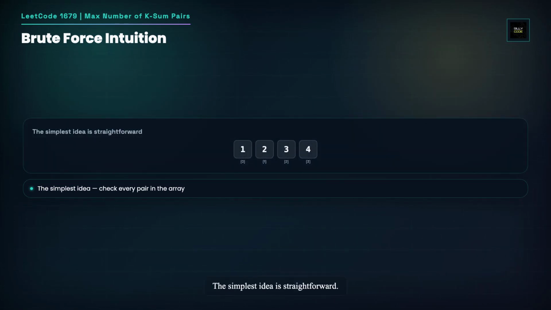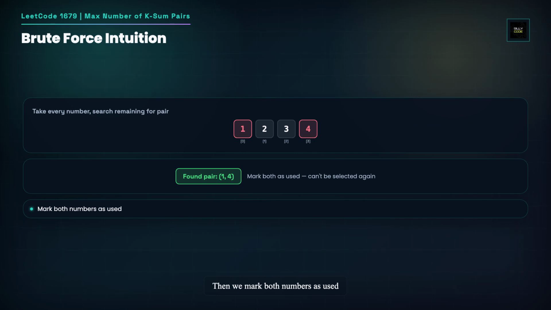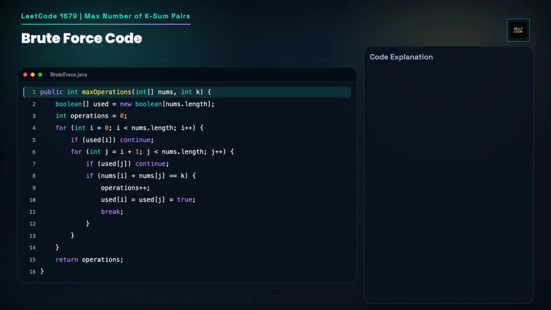The simplest idea is straightforward. Take every number. Search the remaining array to see if there's another number that completes the sum. If we find one, we count one operation. Then we mark both numbers as used so they can't be selected again. After that, we continue searching until every element has been processed. This approach is simple. It's easy to understand. And it will produce the correct answer. So let's see how we'd write it. Let's convert that idea into code.